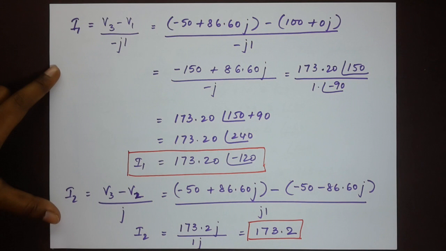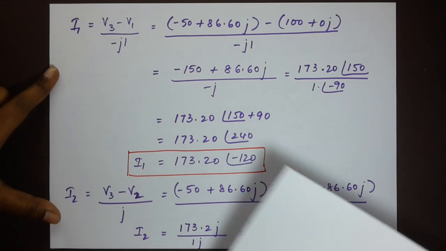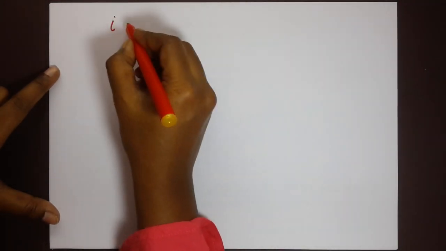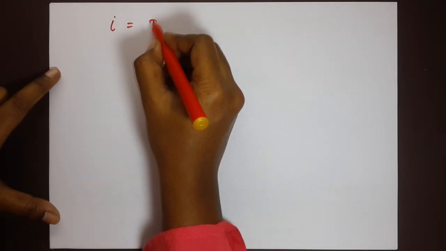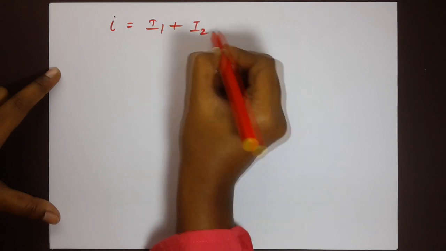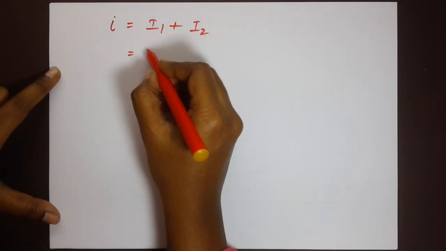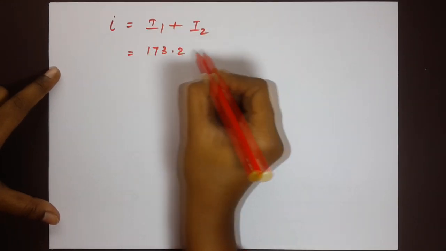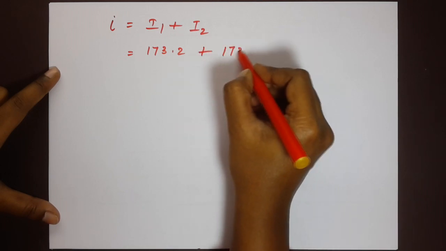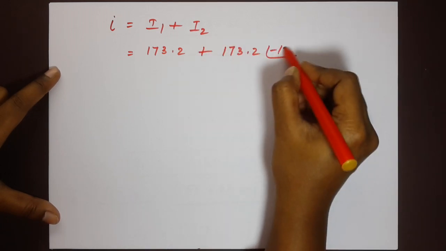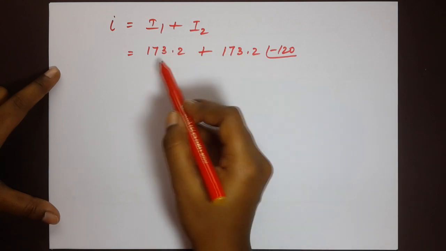Now all that's left to be done is to add the values of I1 and I2 to get the value of I. So we'll note that down here. I equals I1 plus I2. So let's add the values here. 173.2 plus 173.2 angle minus 120. Now we cannot add it this way.